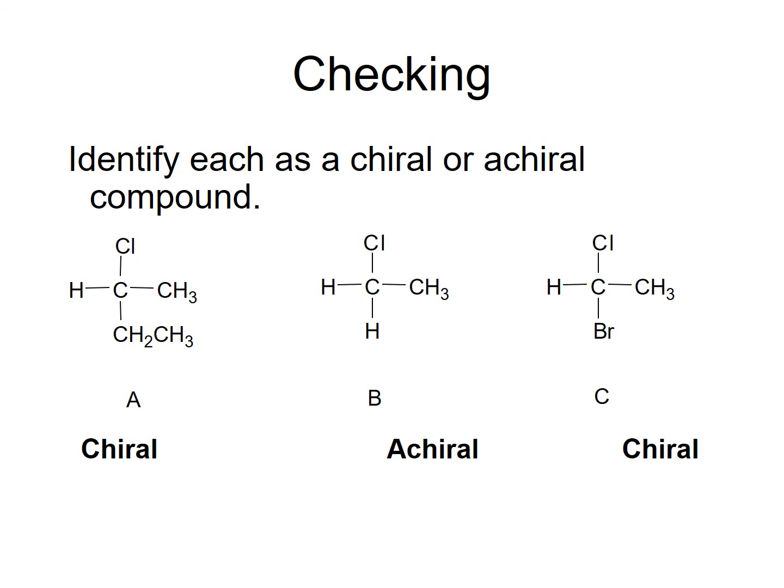Letter B is achiral. It does have 4 things attached to carbon, but 2 of them are identical, hydrogen and hydrogen, and so that would not have the mirror image be non-superimposable. It would be superimposable. So letter B is achiral. C is chiral because the carbon is attached to 4 different things: hydrogen, chlorine, CH3, and Br.